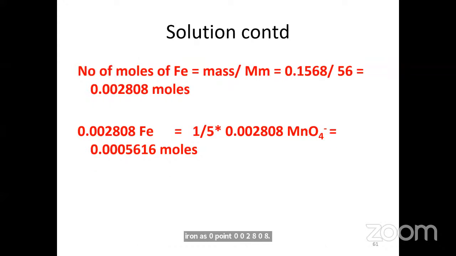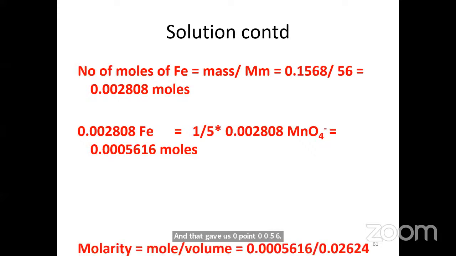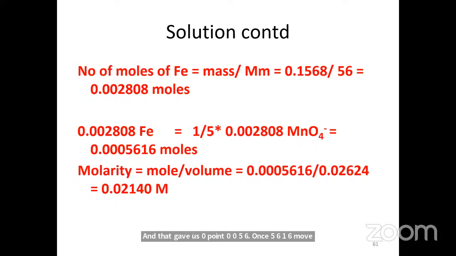Now, this number of moles of iron is what we now convert to number of moles of permanganate. From the balanced equation, 5 moles of iron requires 1 mole of the permanganate. So the number of moles of iron will be divided by 5, because the ratio is 5 to 1. So we need to divide that value by 5, and that gave us 0.005616 moles.